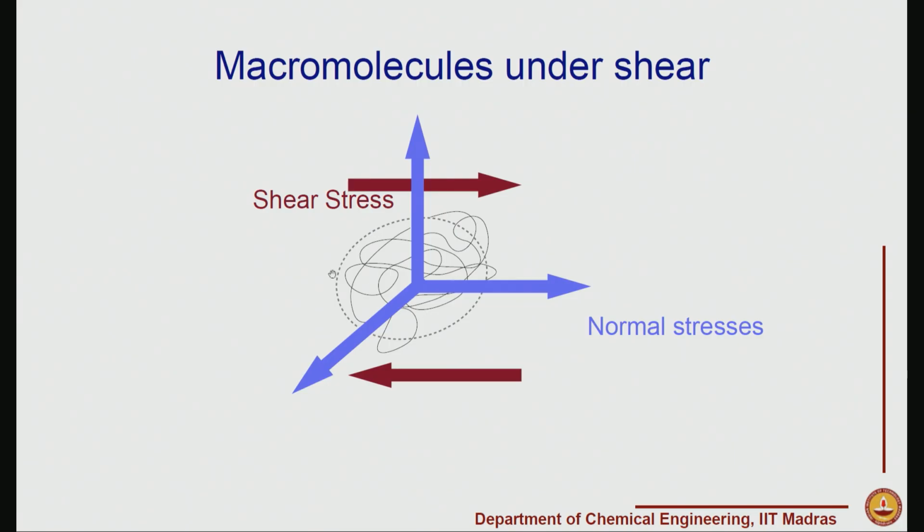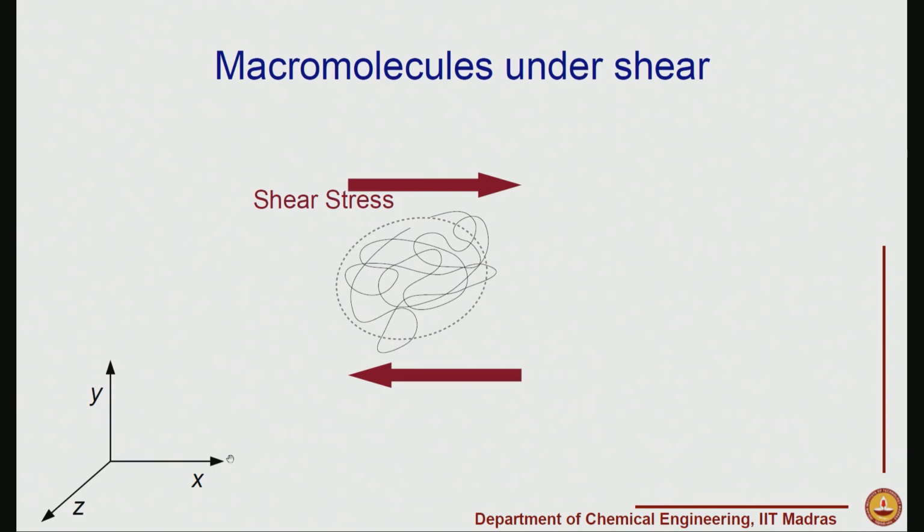Due to this, we can see that the fluid response is again qualitatively very different compared to a Newtonian fluid. In a Newtonian fluid, since we are applying a shear stress, we will only observe a shear stress in the material. In a macromolecular solution, even though we are applying shear stress, we observe normal stresses also. And just to go back, this is the coordinate system that we can use, where x is the direction of the flow, y is the direction of the shear, and z is the third direction.